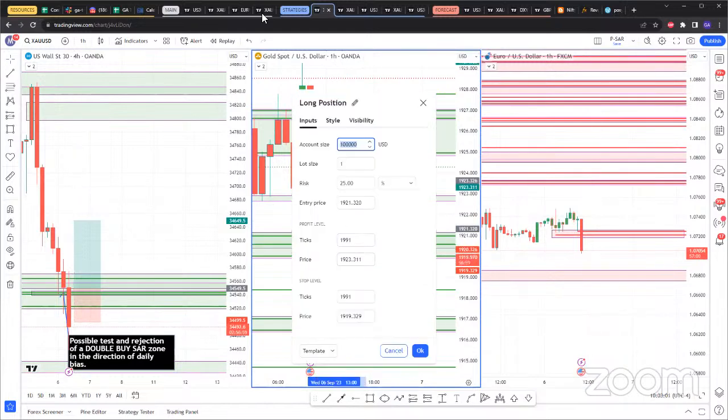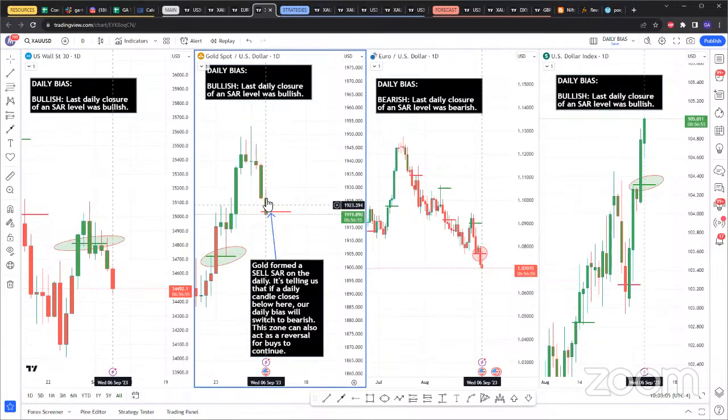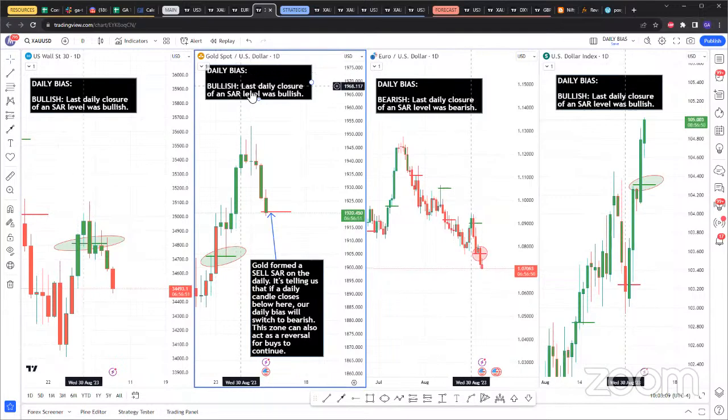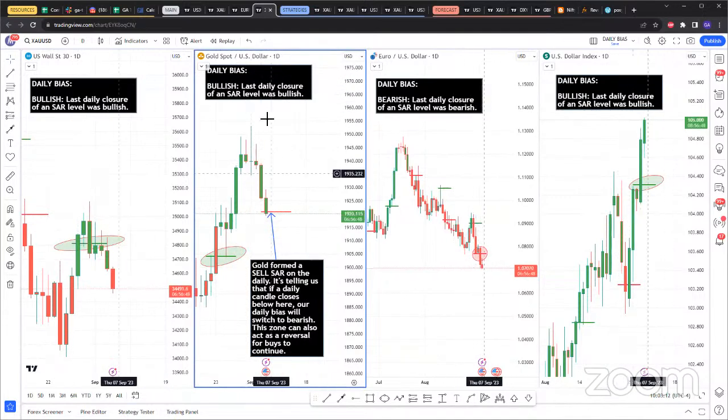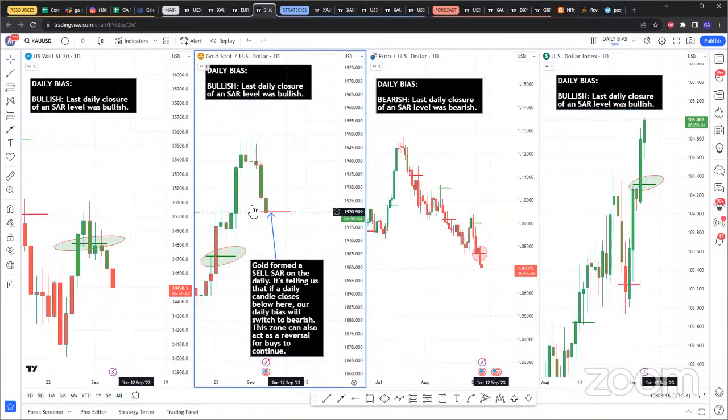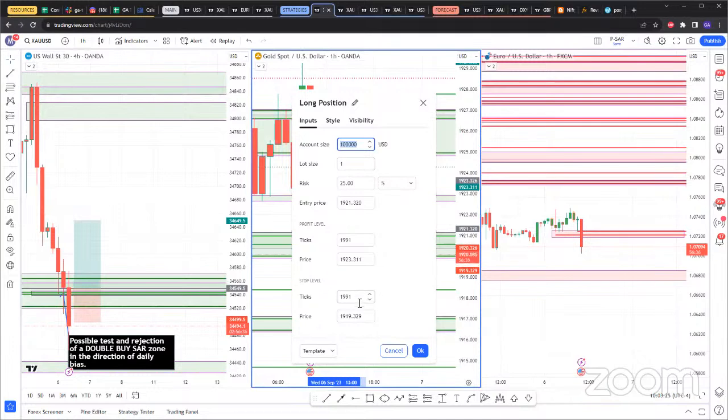around this zone. So keep in mind, however, if this daily candle closes below this sell SAR, tomorrow my bias will be a bearish bias. But until that happens, my bias for gold is still bullish. So this is the condition for me to switch from bullish to bearish, is if we get a daily candle closing below this sell SAR. But until then, my bias remains bullish until we get that. So anyway, so this is this.